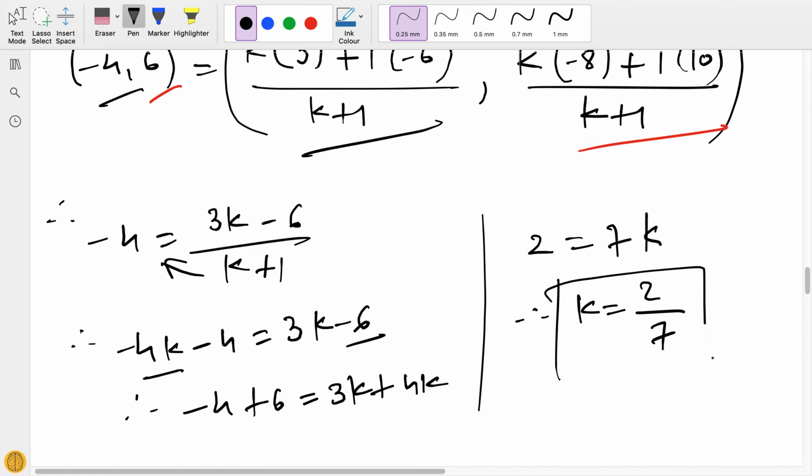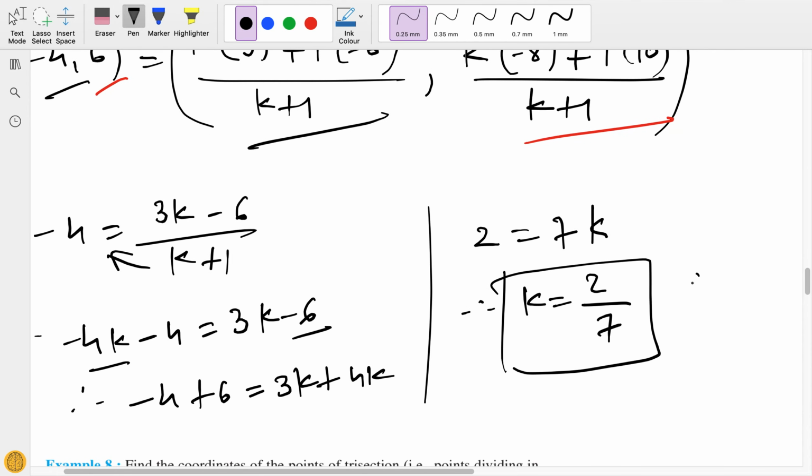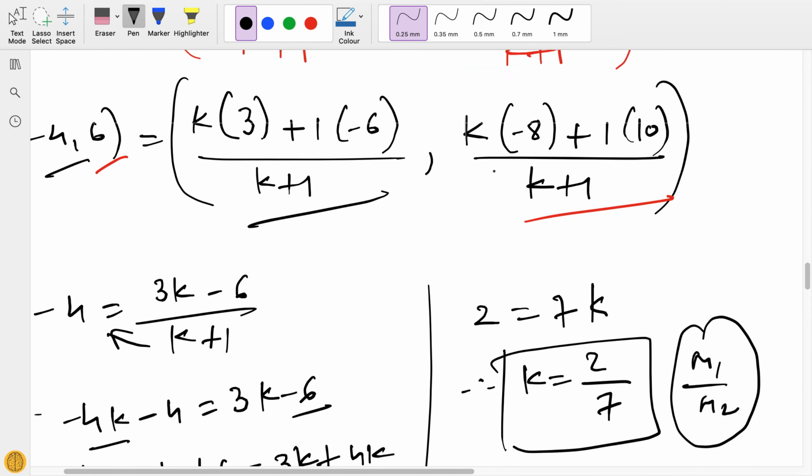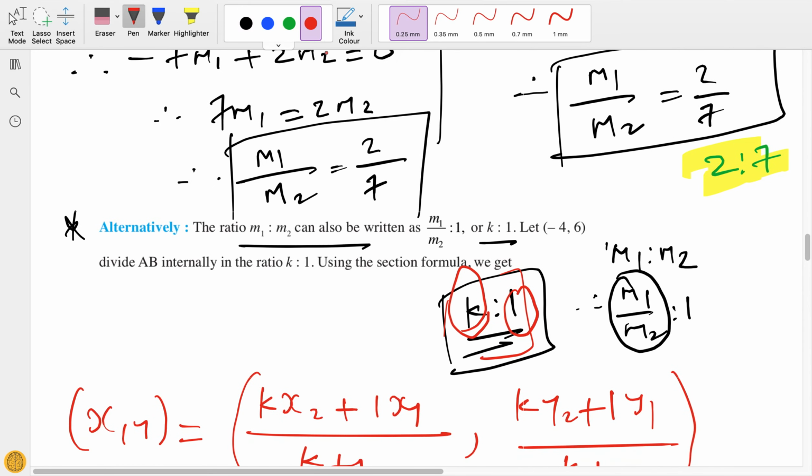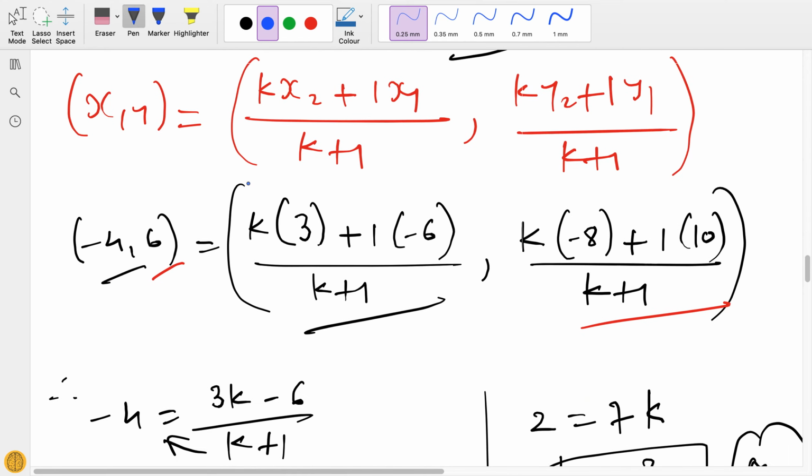The same answer. And what is k? k is m1 by m2, so we are getting m1 by m2 is equal to 2 is to 7. So if you want to find the ratio, you can directly put k instead of m1 and m2. Okay, please do let me know if you have any doubts.